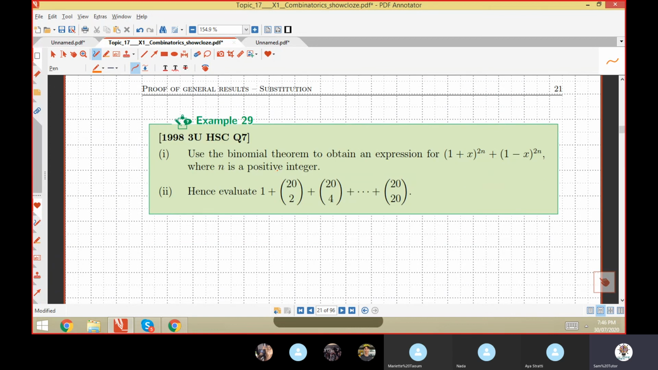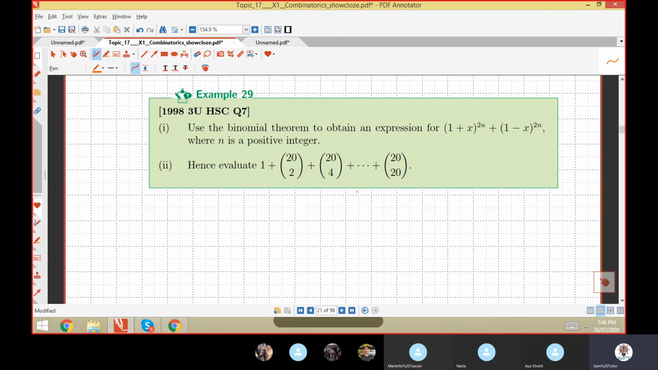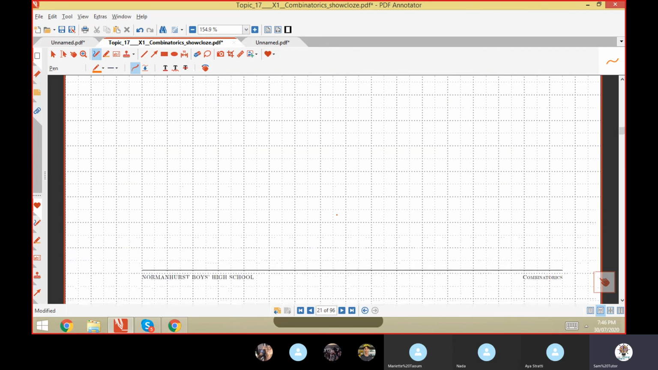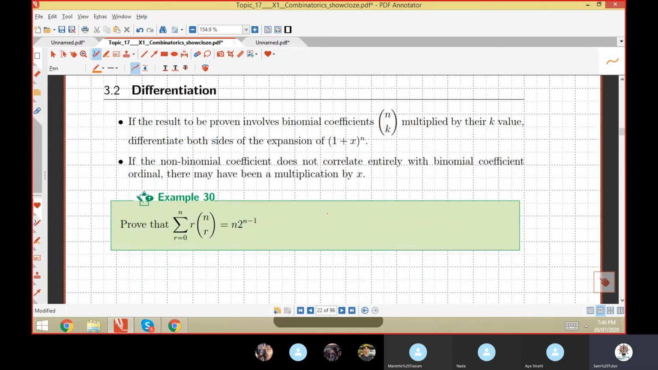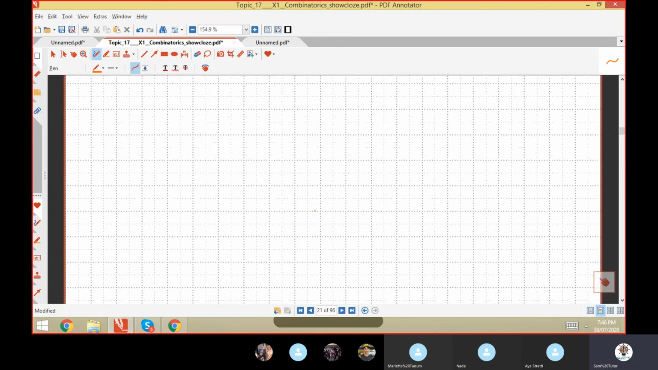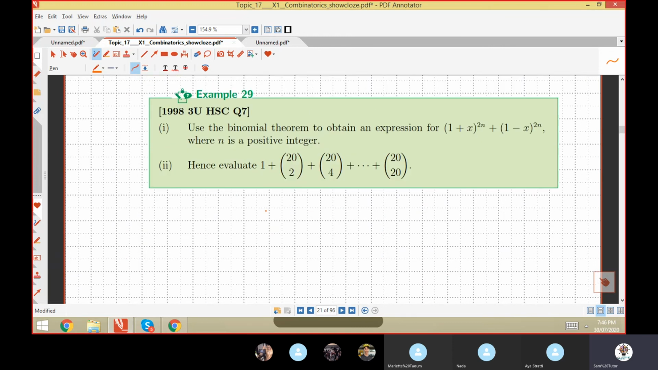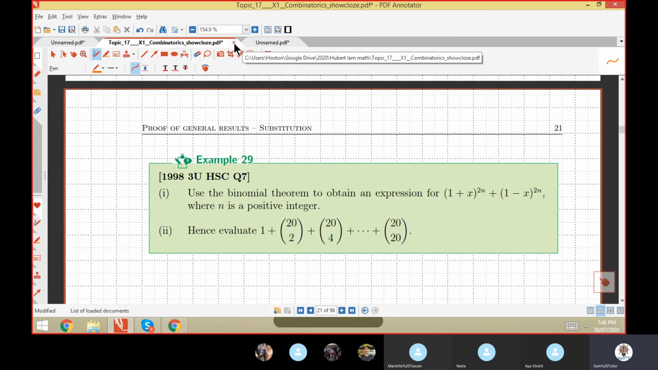But I'd rather see if we can find some HSC questions like this. That's easy. Anything else? Differentiating. Not yet. I don't think you guys are past this bit yet. Alright. We'll stop from this booklet.